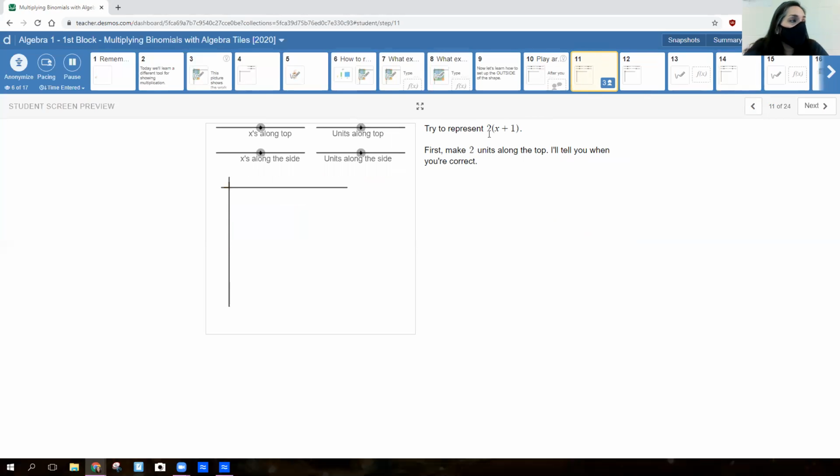So now we are going to represent 2 times x plus 1. So the 2 goes along the top. Okay, so that's all we're worrying about right now, just making the 2. So along the top, we don't need any x's. We just need a 2 on the top. So we're going to go to the units slider and slide it over to 2. Okay, we don't have to do the entire problem, just the 2 on the top. Once you have that and it says yes, go to the next screen.